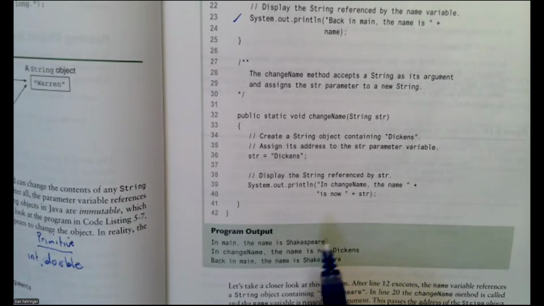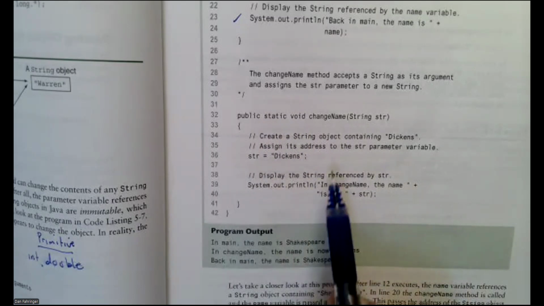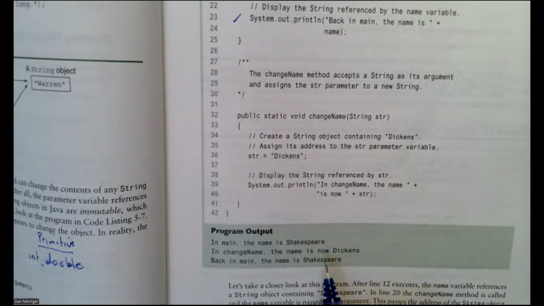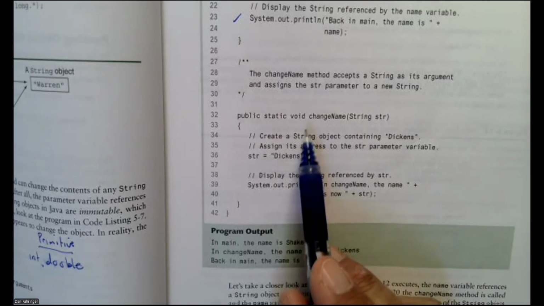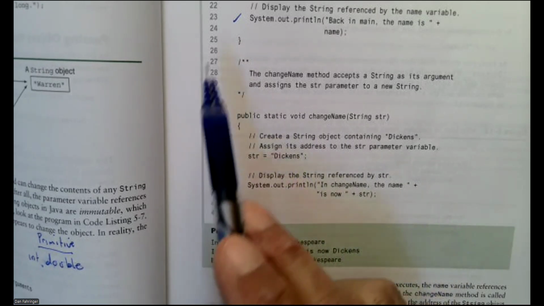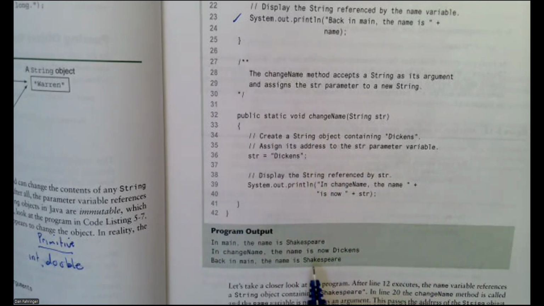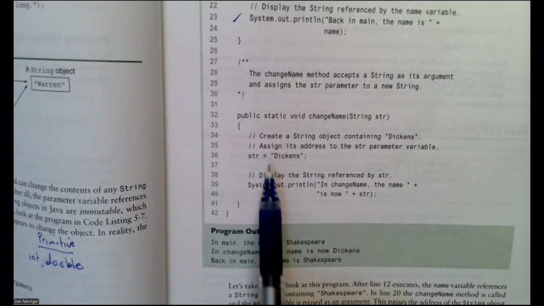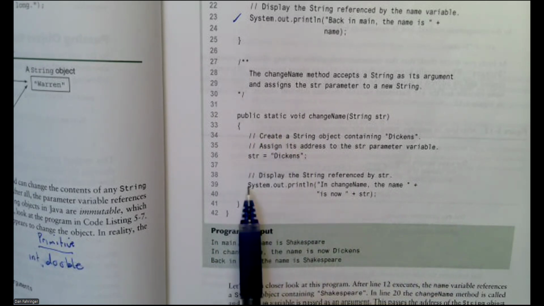So it was Shakespeare. Even though I changed it to Dickens here, it kept it. It remembered what it started as. Now, in other languages, like when you go to C++, you change it to Dickens. When you go back up to the main, guess what this is going to be? Dickens. So the thing to remember for Java is strings will actually change.